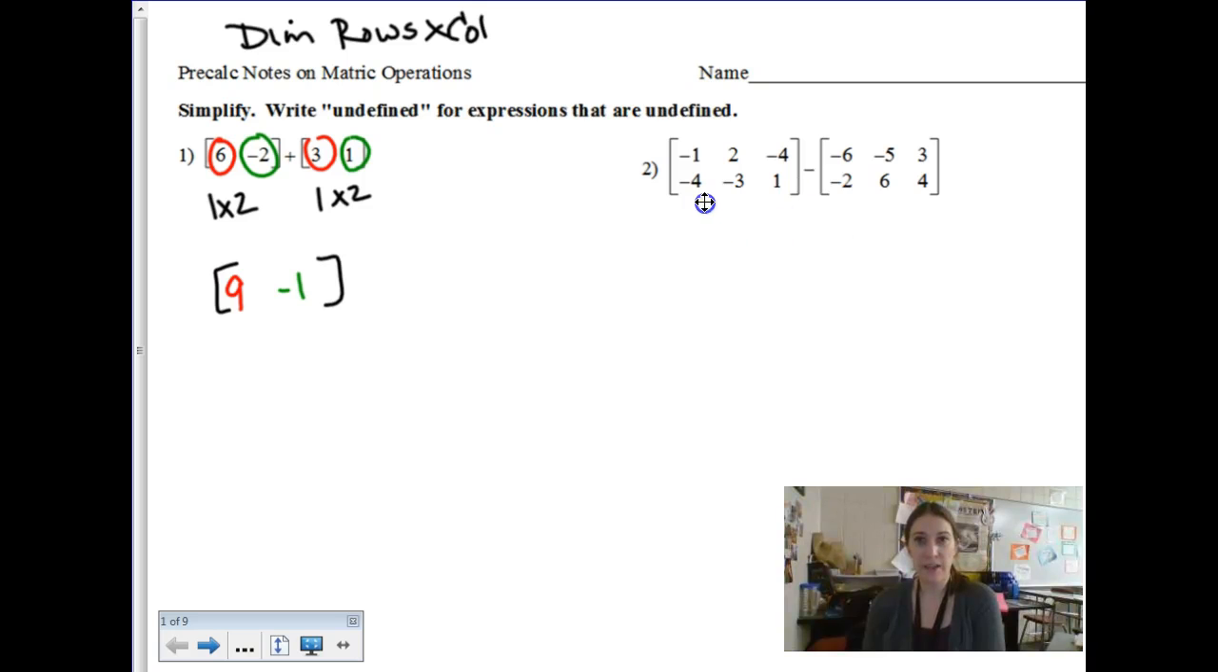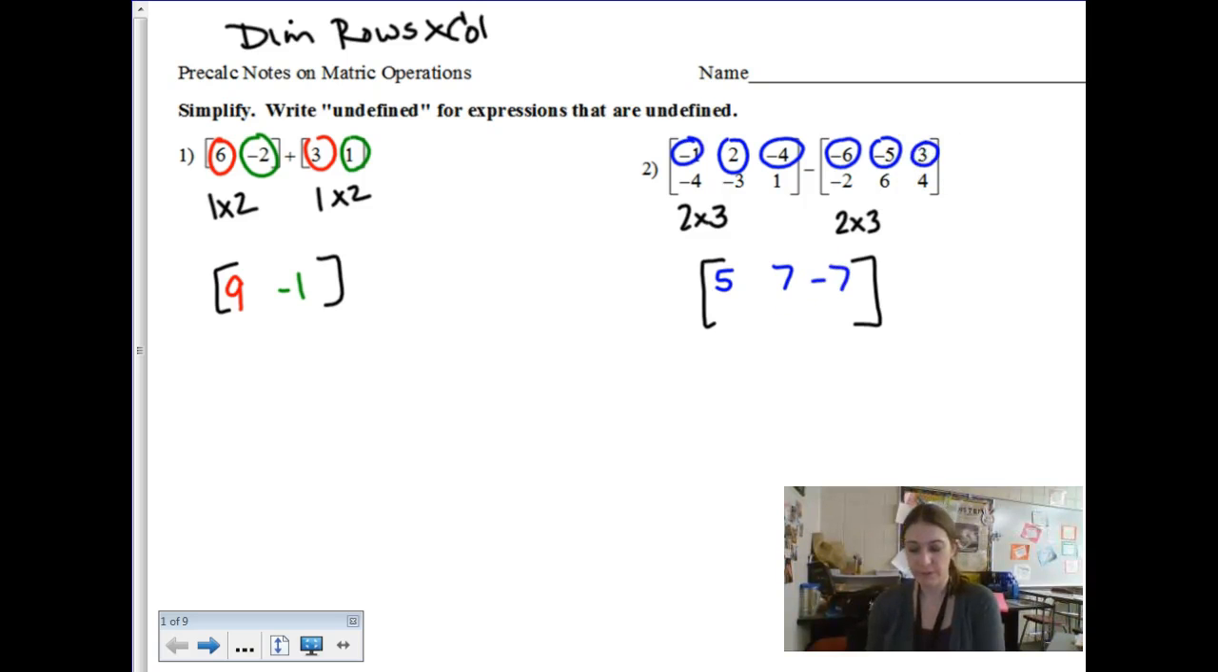So same thing here, we have a different dimension matrix, but we have 2 rows by 3 columns. This one is also 2 rows by 3 columns, so since they have the same dimensions, we're allowed to subtract these two matrices. Which means I'm going to have a whole bunch of subtraction problems I have to take care of. Let's start with 1, careful, minus -6 is 5. And then 2 minus -5 is 7. And then -4 minus 3 is -7. So there's the first row of the resulting matrix.